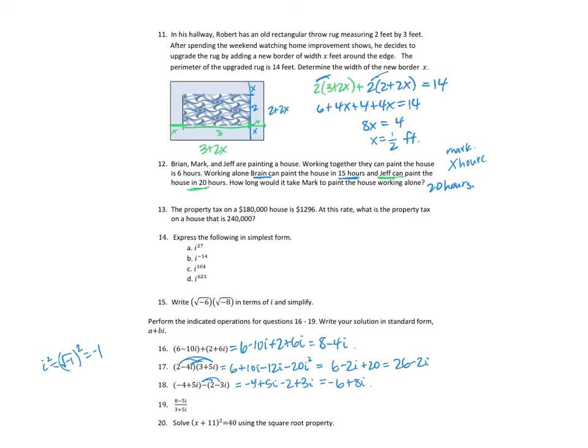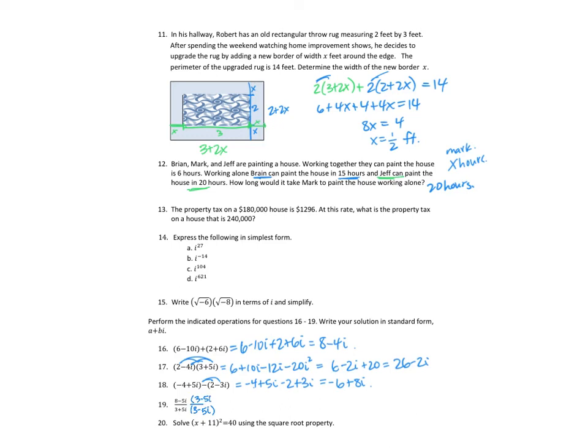All right, the next one is going to be here. I'll have 8 minus 5i divided by 3 plus 5i. So in order to do this division, I'm going to do a simplification by multiplying by the conjugate of the bottom. And so I can see that the denominator is 3 plus 5i, so I'm going to multiply top and bottom by 3 minus 5i.